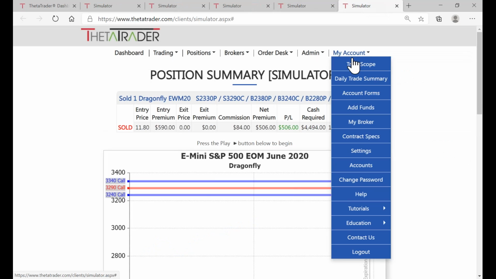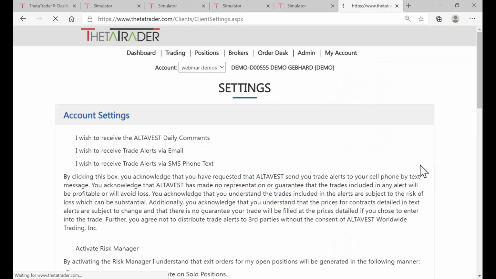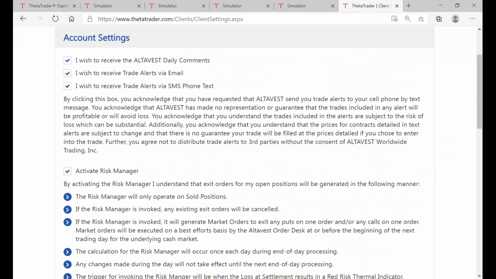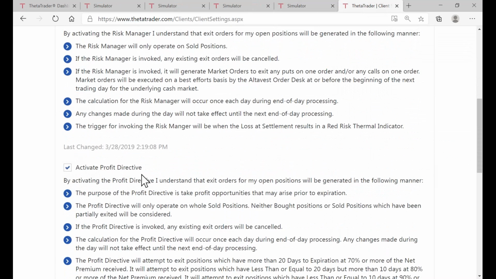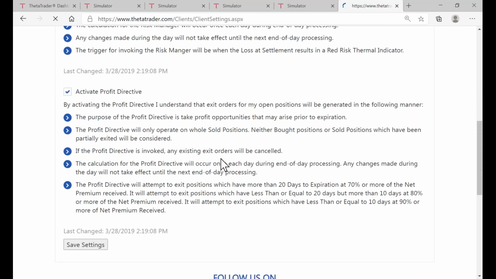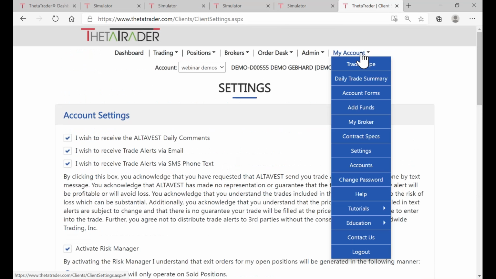And then here is how you would automate everything. You go to your settings and you click activate your risk manager and activate your profit directive. It's just that simple, and then you would save your settings. So that's how you automate the risk thermal indicator.